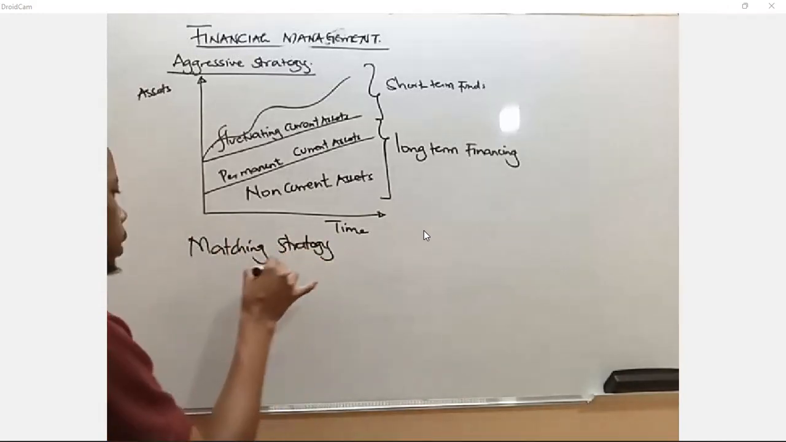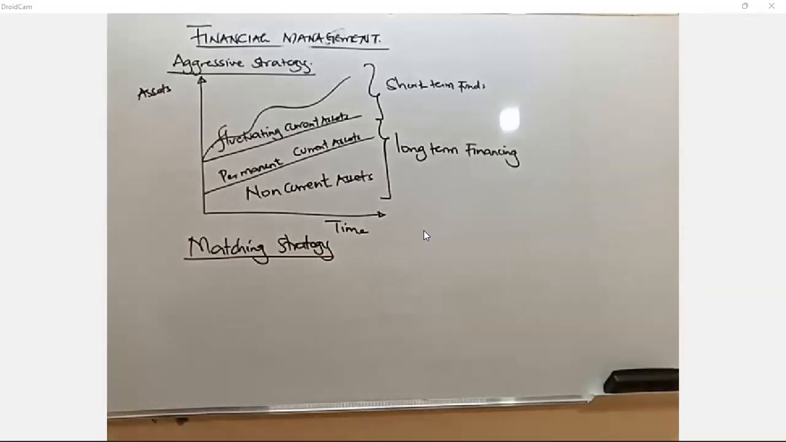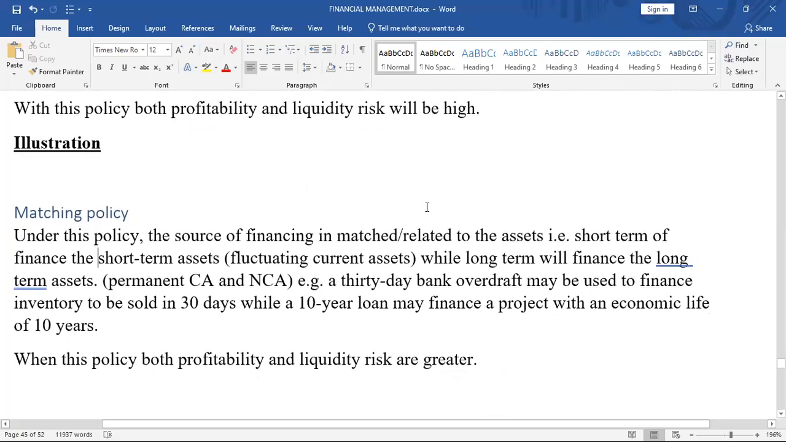The matching strategy, right? So what does the matching strategy entail? Let me show you here. Under this policy, the source of financing is matched or related to the asset. That is, the short-term finance finances the short-term assets, which we are calling the fluctuating current assets, while the long-term finance will finance the long-term assets.